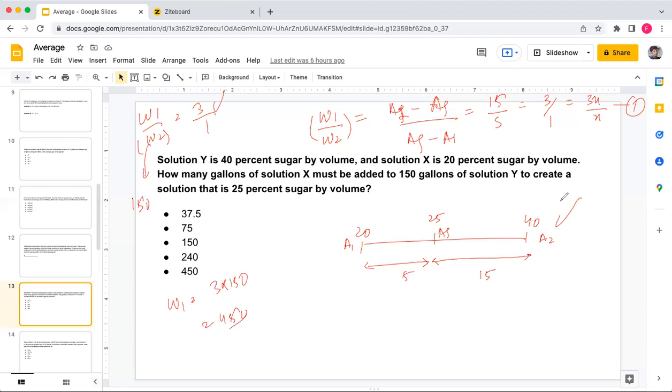इसमें डिफरेंस कैसे आया सर? ये 15 और 5 यहाँ पे तो कहीं मेंशन नहीं है. 40, 20, 150, 25. ये 15 और 5 का डिफरेंस कैसे? 25, 40. What is the difference between them? 15, 40 minus 25. And this is 25 minus 20, which is 5. Okay, shall I move forward now?